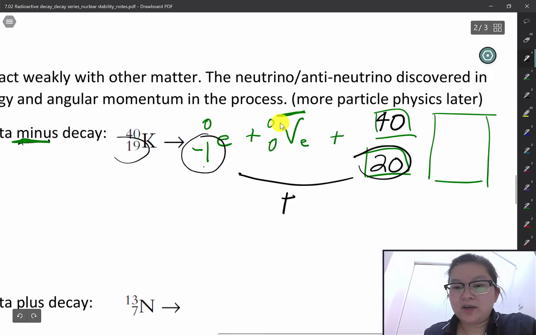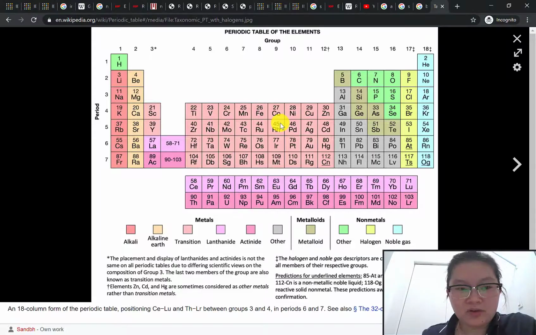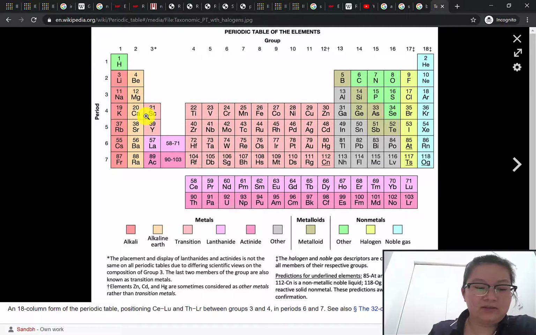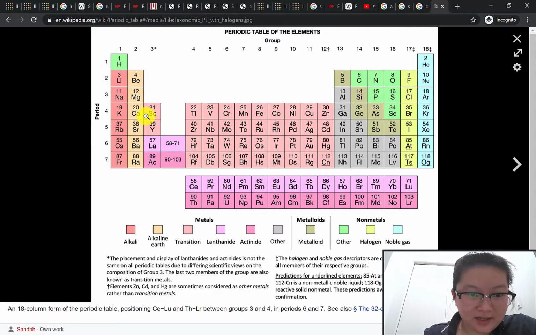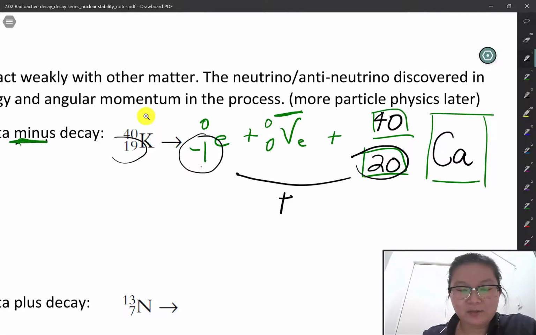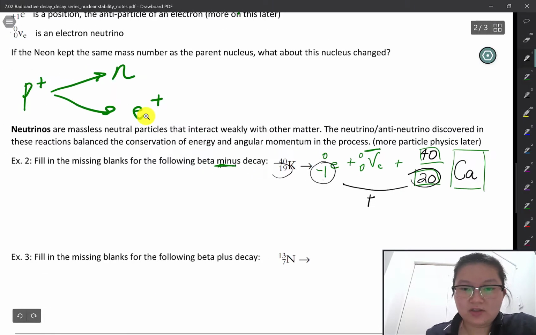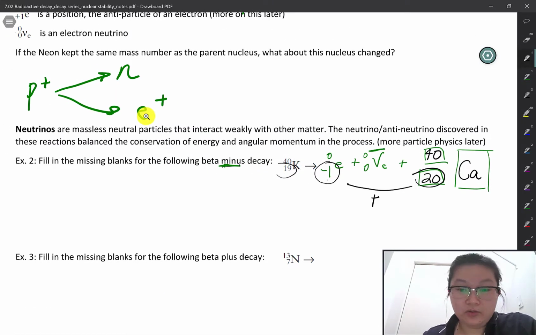So with an atomic number of 20, we go to our periodic table and we locate calcium. So this has to be calcium, okay? Is it stable? That's not our problem to deal with. In fact, we don't know that from this chart. So that's it. That's all you need to do to fill in the missing blanks of a beta minus decay.